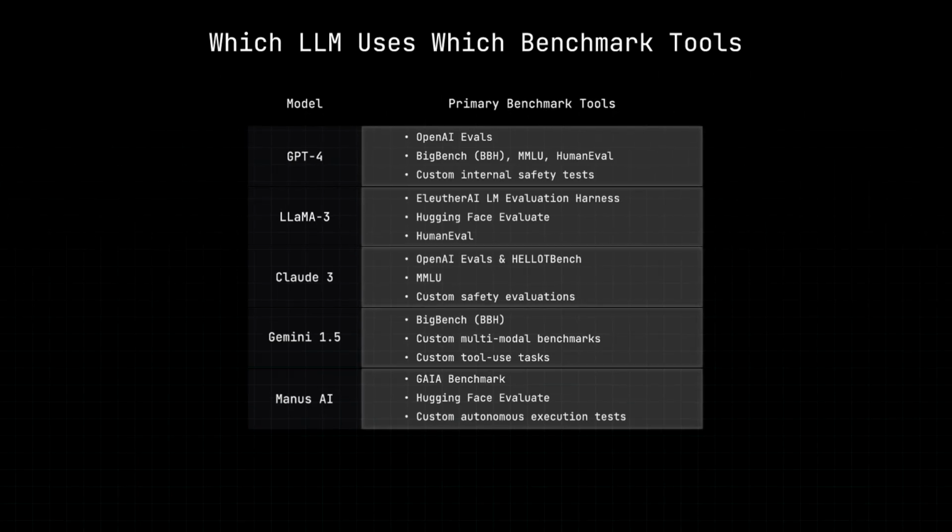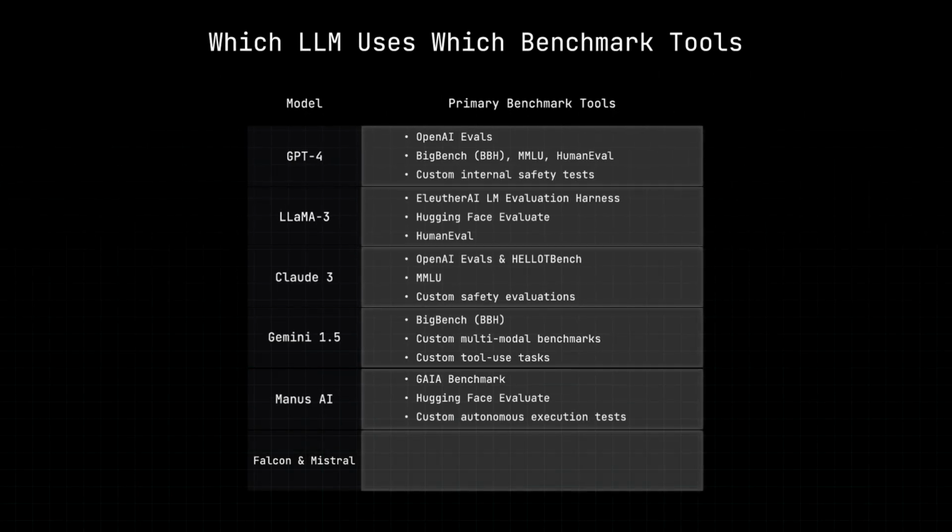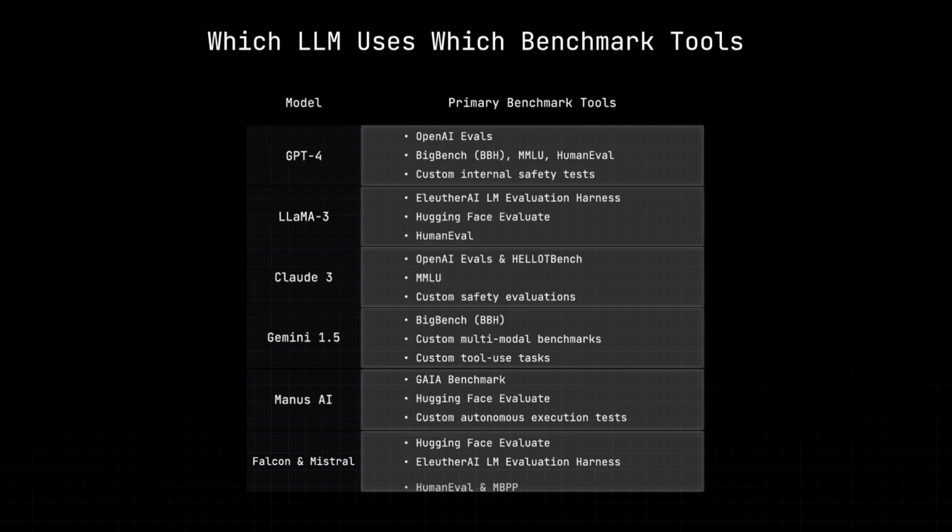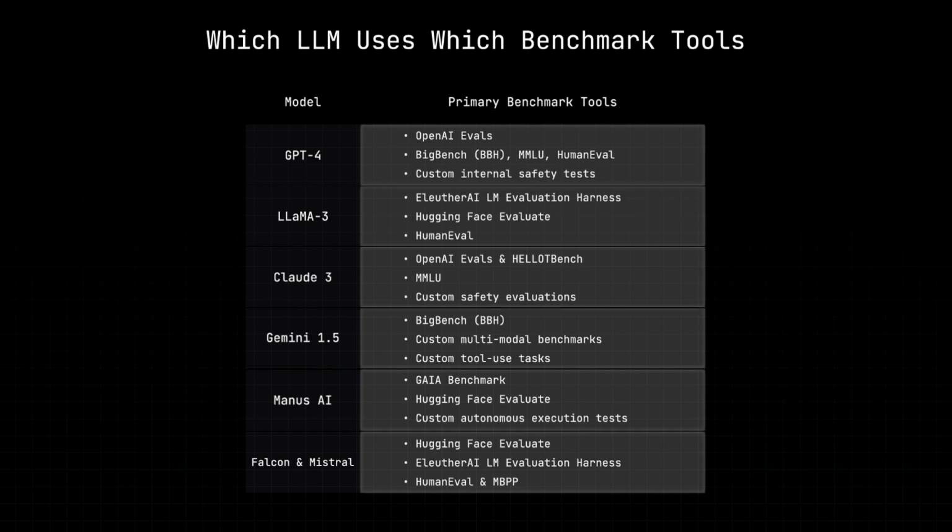Lastly, open-source models like Falcon and Mistral are often assessed with Hugging Face Evaluate for NLP-specific metrics, the EleutherAI LM Evaluation Harness for perplexity and accuracy, and tools like HumanEval and MBPP to gauge their code generation and problem-solving performance. This integrated approach ensures you're looking at everything, from text quality to real-world reasoning, so you can choose the right LLM for your application.